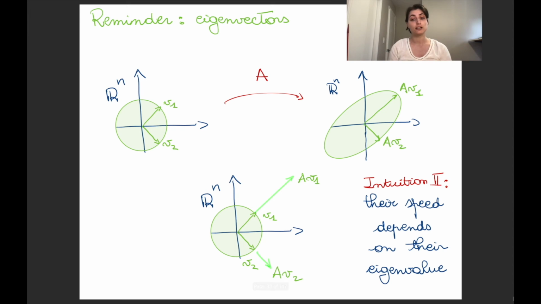The second intuition is that the speed at which you're moving depends on the eigenvalue. Remember that if V1 is an eigenvector, AV1 is equal to the eigenvalue associated to V1 times V1. So you can go very fast if your eigenvalue is big, or fairly slowly if your eigenvalue is small. You can even go backwards if your eigenvalue is negative.